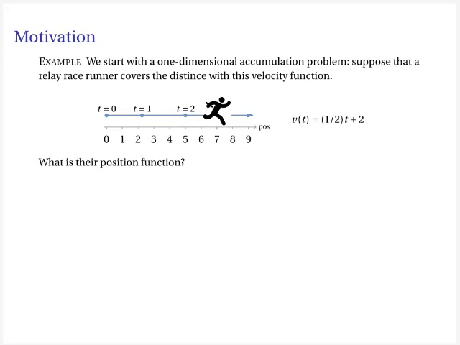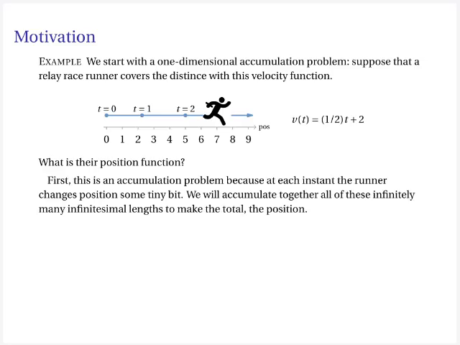I'm going to start with a one-dimensional accumulation problem. So I have a relay runner who's covering the distance, and we know the relay runner's velocity function. Do you see that the velocity starts at 2, not at 0? I needed a relay runner for that because they have a running start. Given their velocity, I want to know their position function.